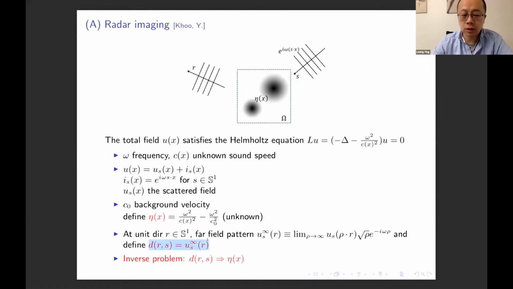I'm putting a lot of things here, but all you need to remember is that eta is an unknown quantity, and D, the far field pattern, is what we receive, and the inverse problem is trying to figure out eta based on D.